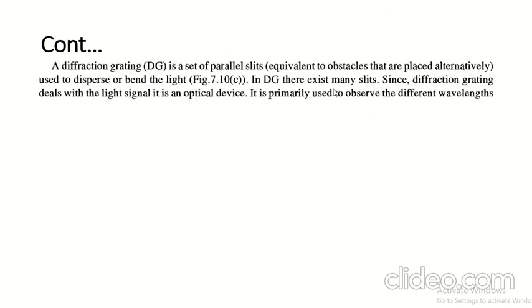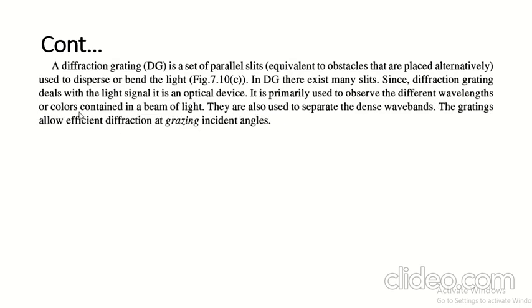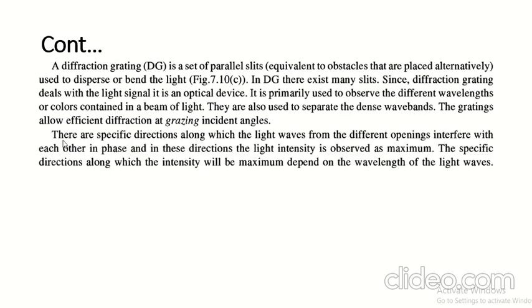In a diffraction grating, there exist many slits. Since a diffraction grating deals with the light signal, it is an optical device. It is primarily used to observe the different wavelengths or colors contained in a beam of light. They are also used to separate the dense wave bands. The gratings allow efficient diffraction at grazing incident angles.